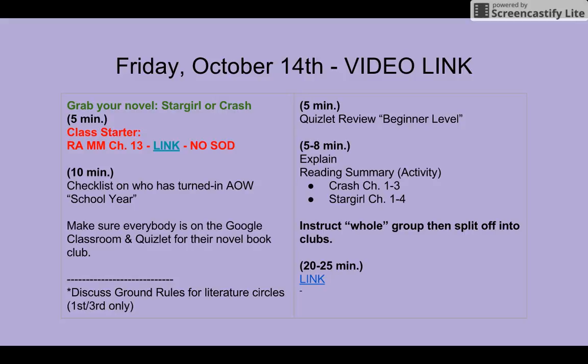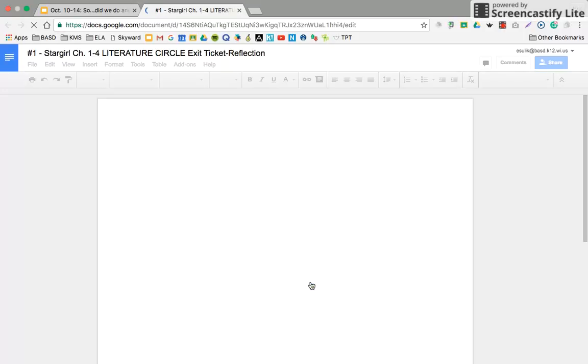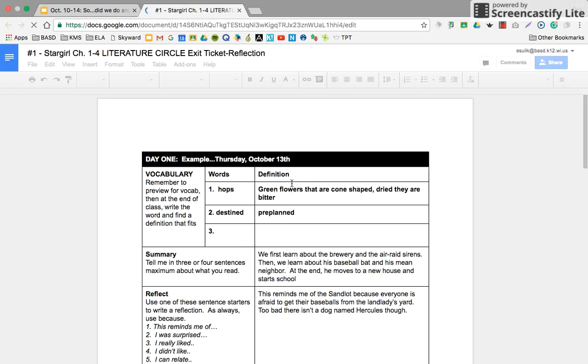There were some classes that got to the activity. There were some classes that did not. So I just want to get a quick overview of what the activity is about. This is posted in either your Stargirl or your Crash Google Classroom. It is a Google document. The top half of this is just simply an example.